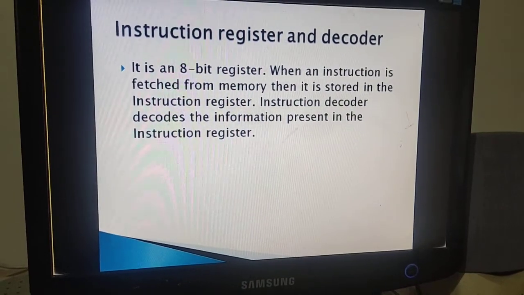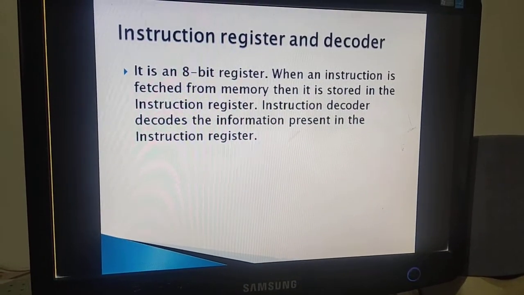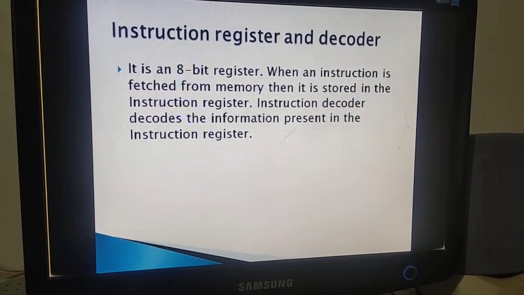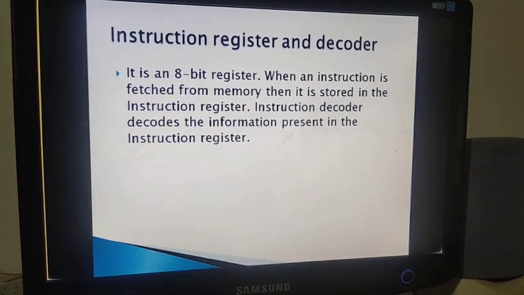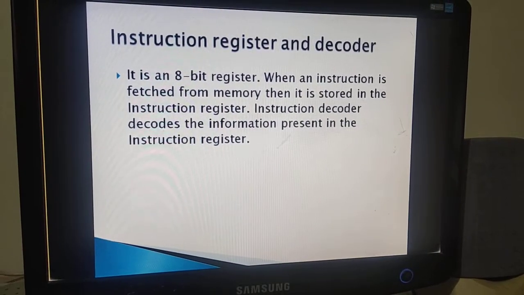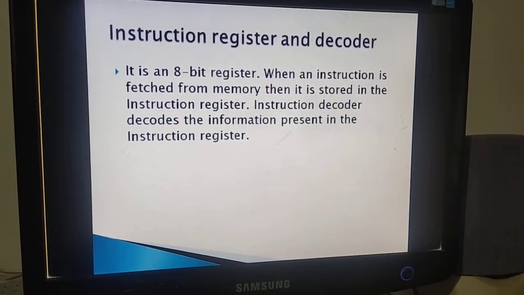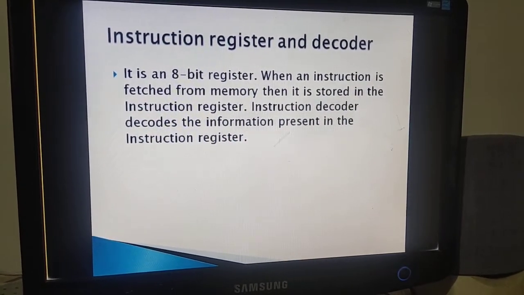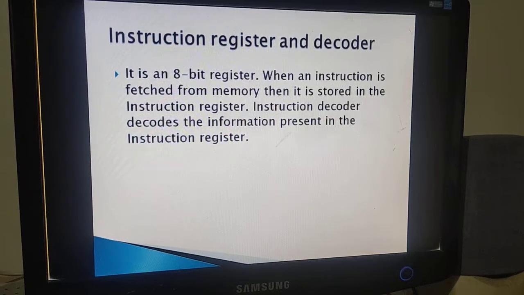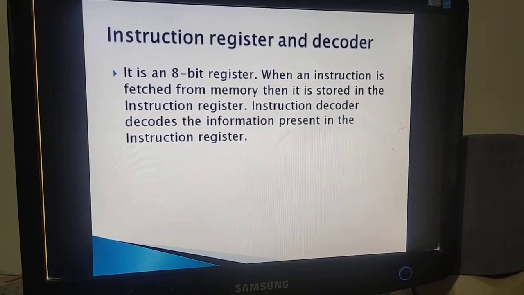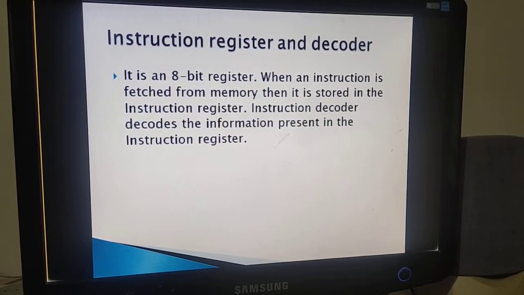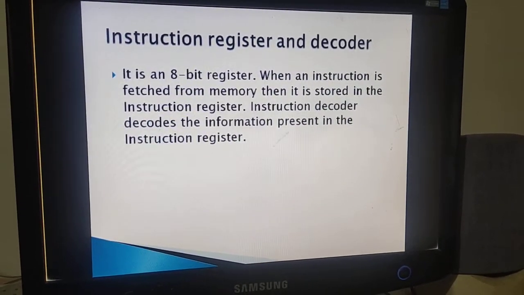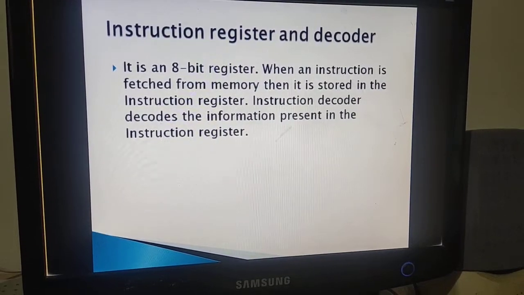Then instruction register and decoder. It's an 8-bit register. Whenever an instruction is fetched from the memory, it is stored in the instruction register. The decoder decodes the information present in the instruction register. That is, the instruction is taken from the memory and stored in the register, then the decoder reads what kind of instruction is present in the instruction register.